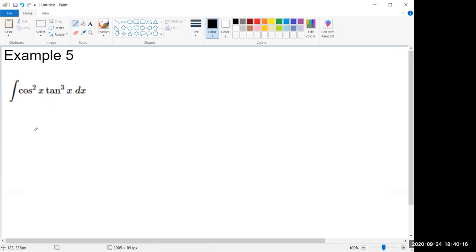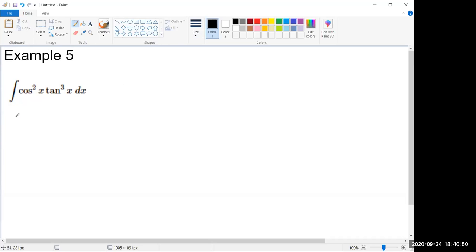Okay, so cosine square root of x times tangent to the cube of x. We're gonna see if we can do it together. So let's try to figure this out. Just looking at this question, does anyone have a suggestion as to what we can do first? We write tangent as sine over cosine. Yeah, that's what I was thinking too.